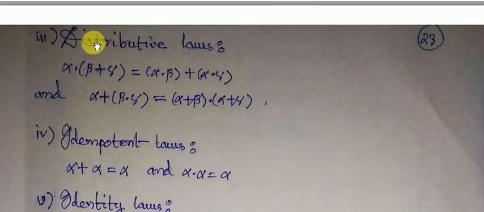Similarly, the distributive law of multiplication over addition: alpha into (beta plus gamma) is equal to alpha into beta plus alpha into gamma. And the distributive law for addition over multiplication: alpha plus (beta into gamma) is equal to (alpha plus beta) into (alpha plus gamma).